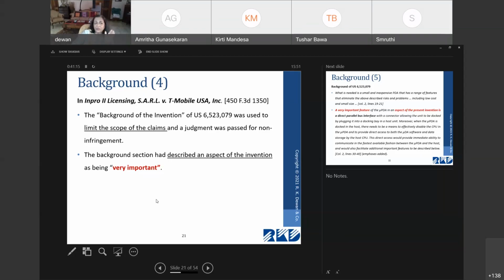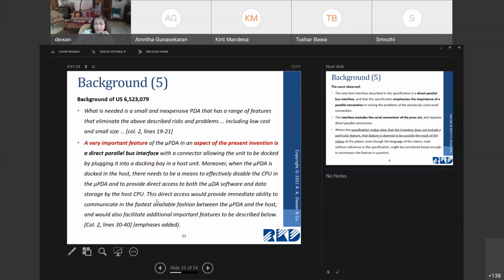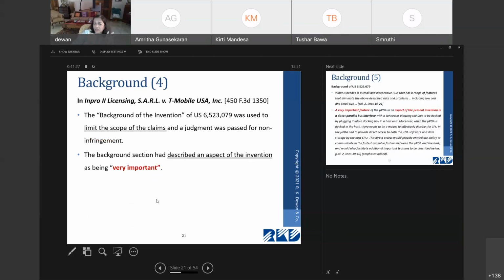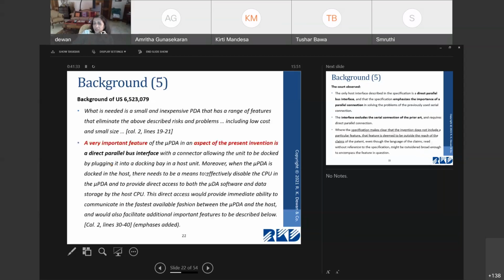Not agreement, sorry. You can read this judgment, and it will be very useful for you to understand why, unless you have really read very carefully the whole invention or the whole document, like this US patent, or if you are using a non-patent literature, then you need to really very carefully read and then use it. Many times people simply take the abstract and just paste it, and then in the detailed description, for example, in this case, it was said that a very important feature of the new PDA, an aspect of the present invention, is a direct parallel bus interface.